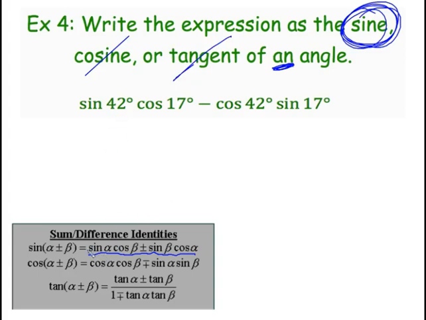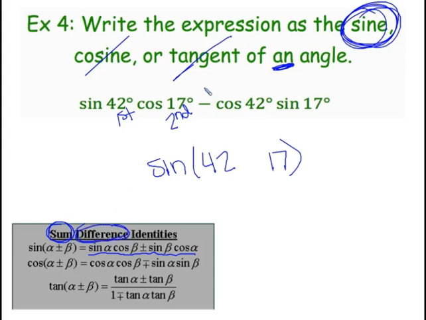So let's take a look at this. According to our identity, we have the sine of the first angle times the cosine of the second angle. So in the end, if we're going to write a sine function, we're going to need sine of 42 and 17. But the question is, are we adding those together or are we subtracting them? Okay, we've got to take a look at the symbol that we're using in the identity.